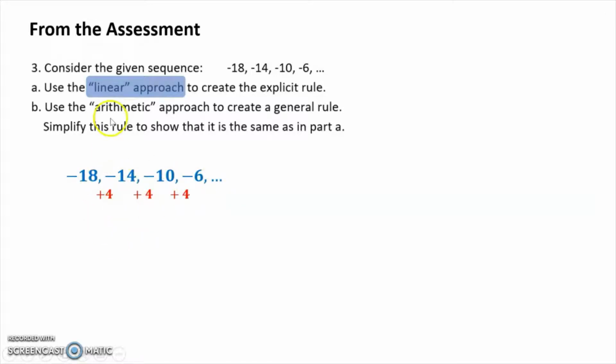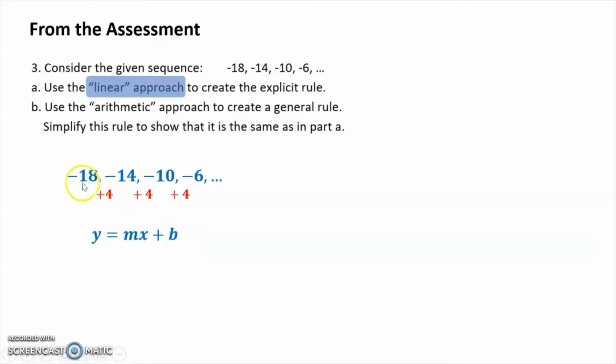Now, when we talked about this from the linear perspective, that constant change is our slope. So you may remember, basically, a linear equation looks like this: y equals mx plus b. The m is our slope. So we know that 4 is going to be our slope number. The b is our y-intercept.